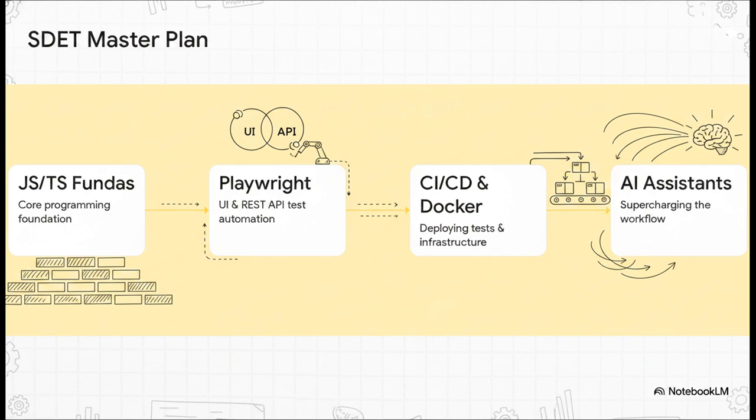Once you have that foundation, you move to the actual automation tools, specifically mastering Playwright for both UI and REST API automation. Step 3 is all about execution, deploying those tests using CI/CD pipelines and Docker infrastructure. And finally, Step 4 involves supercharging that entire workflow with AI coding assistance. Interviewers want to see that you understand this entire vertical progression, not just isolated testing tools.